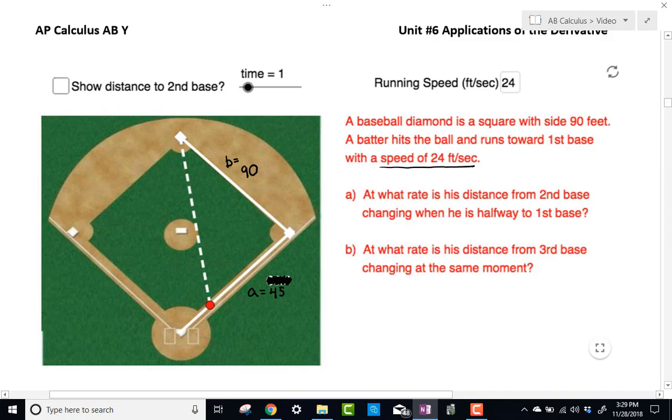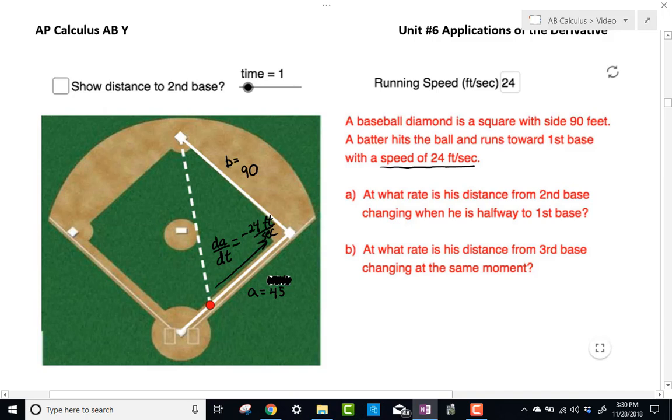So again, keep in mind that our runner is decreasing the distance to first base. So what they're telling us here is that dA/dt is equal to negative 24 feet per second. And again, the reason that's negative is because his distance to first base is decreasing.